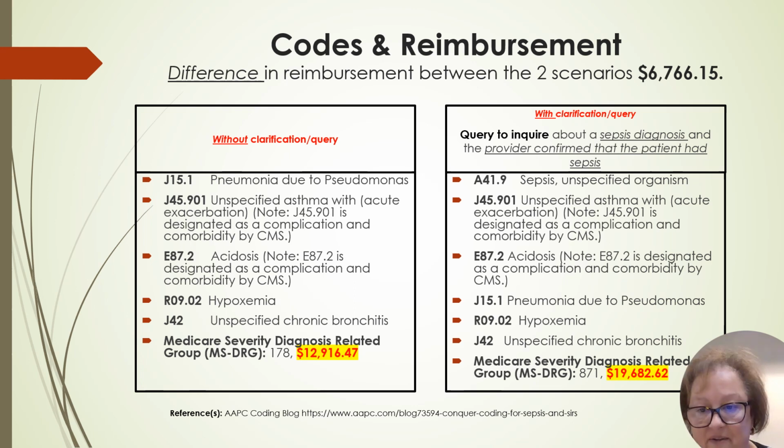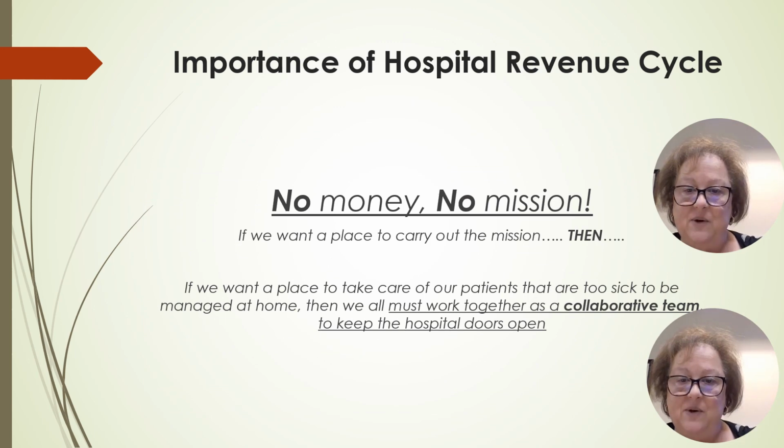If you have 5 of these on a med-surg unit, that's a conservative amount, but that's almost $35,000 difference. That would be in addition to what you would have received otherwise. So let's just think about that. So once again, this wraps around to us really documenting the accurate picture that leads to the highest specificity of code assignment that leads to the more accurate reimbursement. No money, no mission, and if we want a place to carry out the mission of caring for our patients, then we need to work as a team.